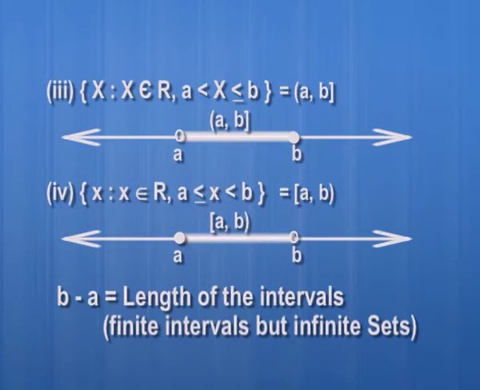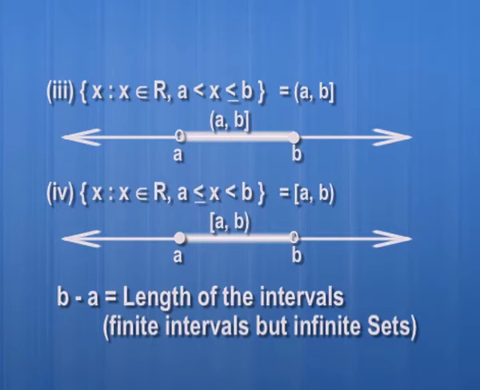Now, let me consider the set of all real numbers such that the real number is greater than a and less than or equal to b. What does it mean? A has not been included in the set, whereas the number b is included in this set. So, how do we write this interval? This interval is open on the left and closed on the right.